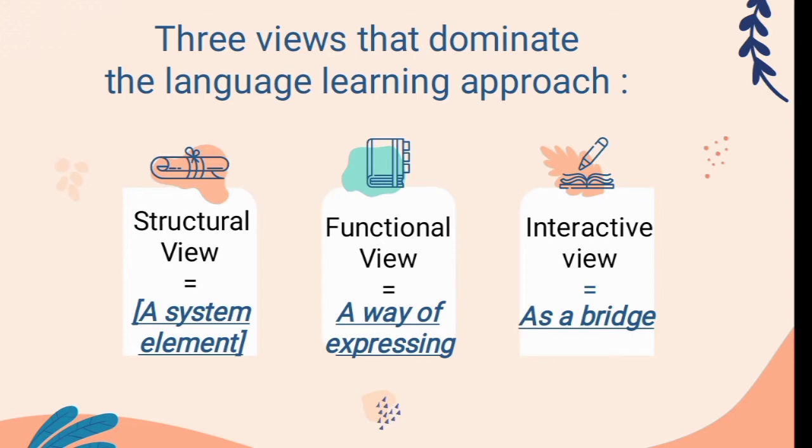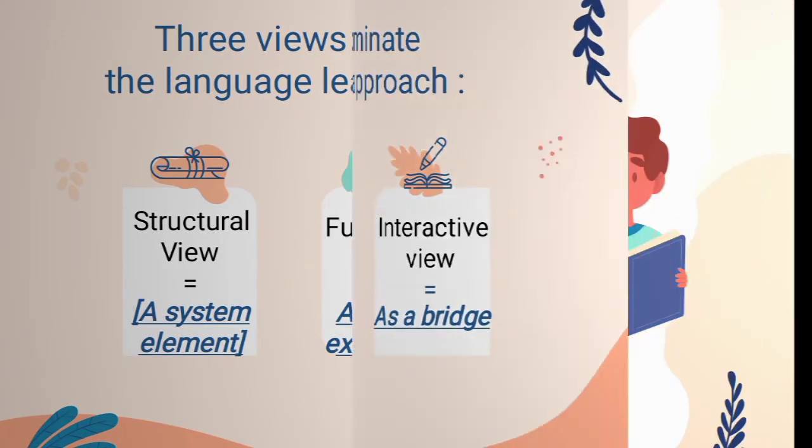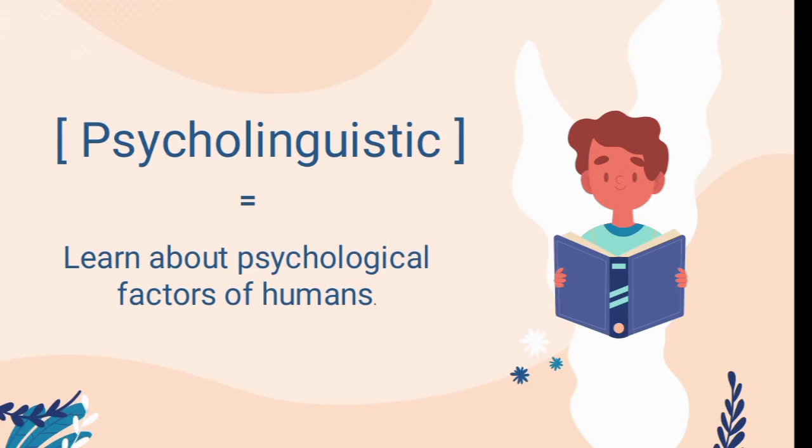From that review arose a humanistic approach that made many major innovations and changes in the process of learning a second language. This humanistic approach influenced the emergence of psycholinguistics. Psycholinguistics is the study of the psychological factors of humans, and it still relates to the understanding of how the human brain functions.